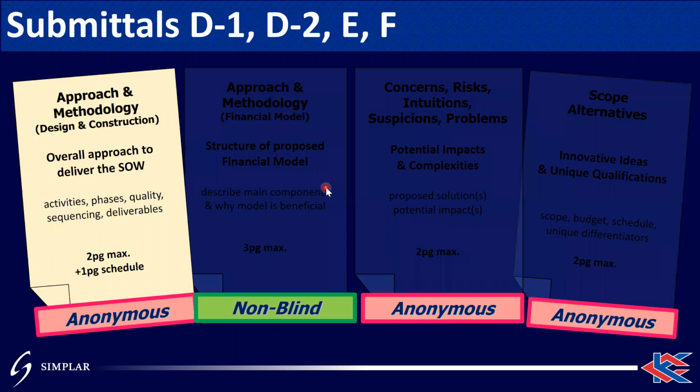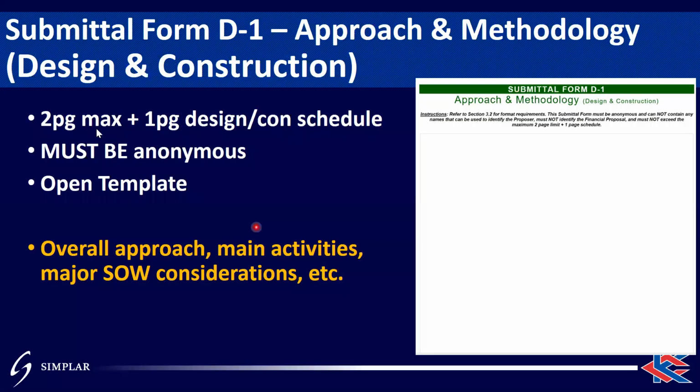So focusing on the first one here, design and construction overall approach to deliver the scope from a design and construction point of view. Quick reminders, it's a 2-page maximum write-up and then a 1-page for the design and construction schedule. Keep it anonymous, open template. Now, a few things to think about here, let's go forward.